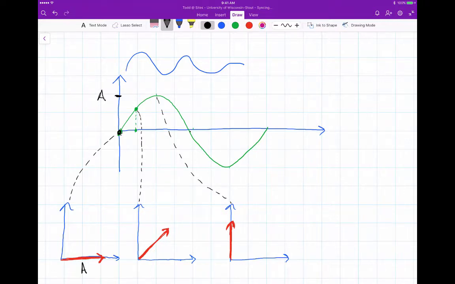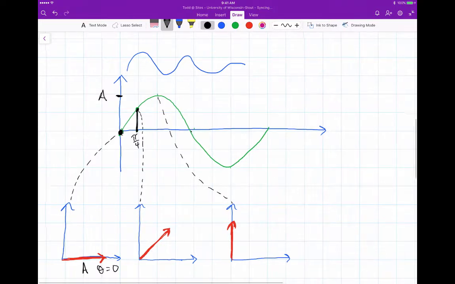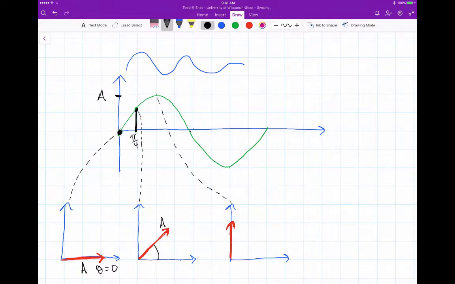So right here, for this point, we would draw a phasor of length a that makes an angle of theta equals 0 with respect to that axis. This point right here then, which makes a phase angle of pi over 4, is represented by a vector of length a and an angle of theta equals pi over 4. The peak of my curve then corresponds to a phase angle of pi over 2, and so we draw that as a vector of length a and angle theta equals pi over 2.